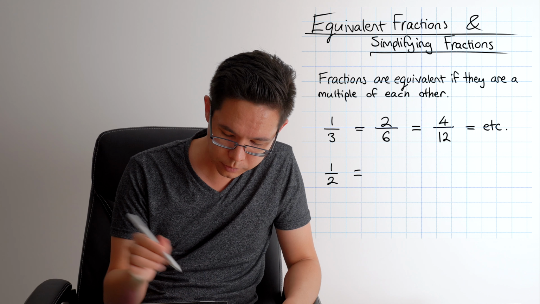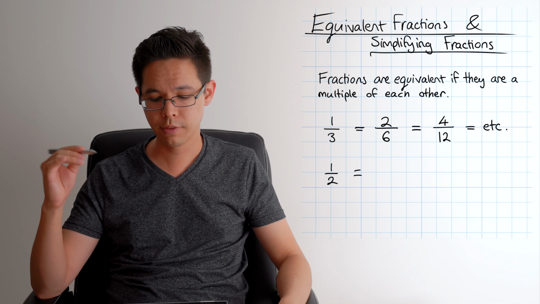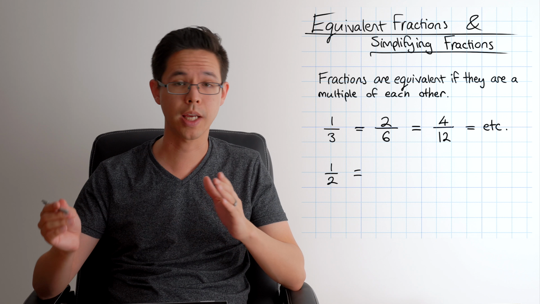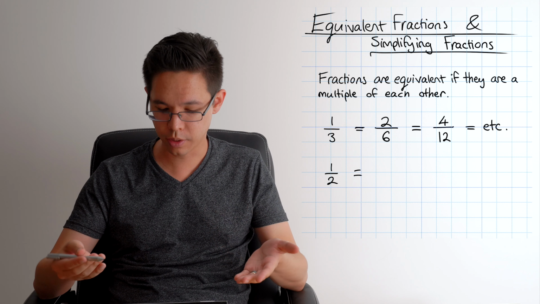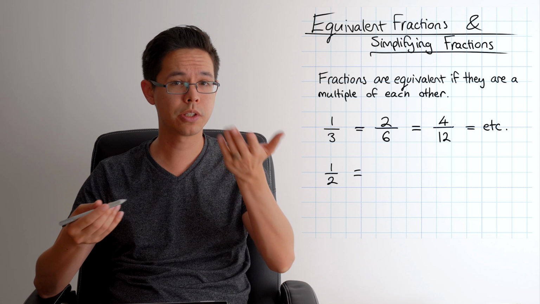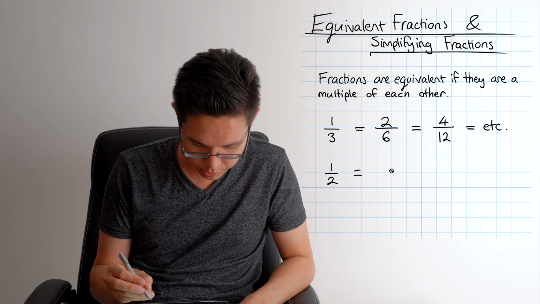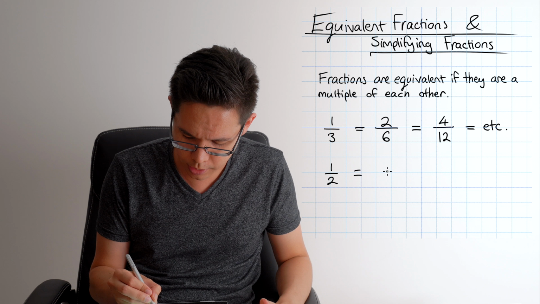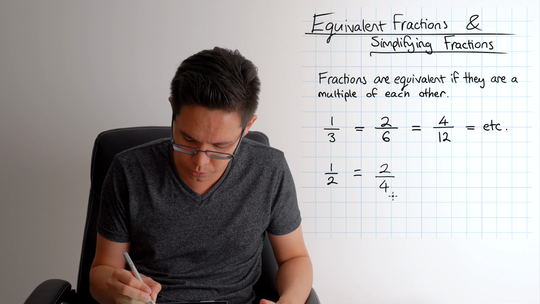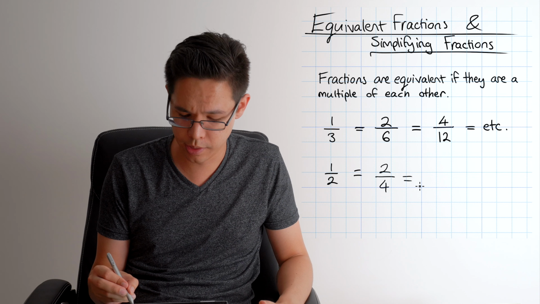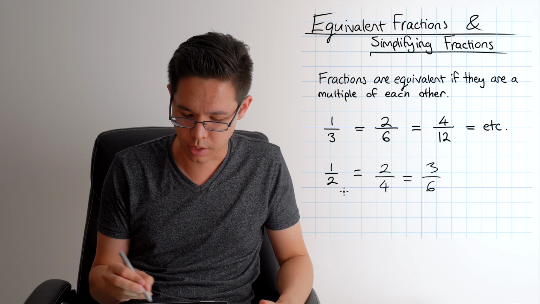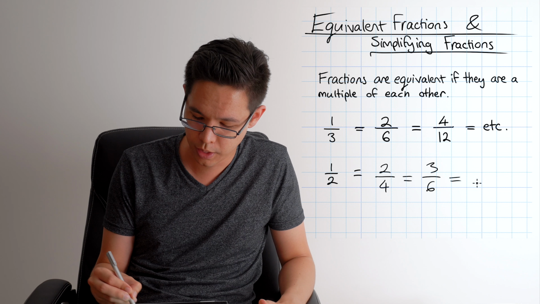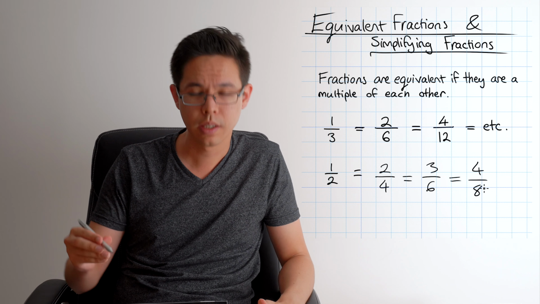Moving on. Fractions are equivalent to each other if they are a multiple of each other. So here I've got the third, the 2 sixths, the 4 twelfths, etc. If we do another example together, we've got a half. Remembering that I can just double it up or triple it up or quadruple it up. If I double top and bottom, that'll be 2 fourths. I could triple it instead, so it'll be 3 on 6. I could multiply the numerator and denominator by 4. That gives me 4 over 8, and so on and so on.